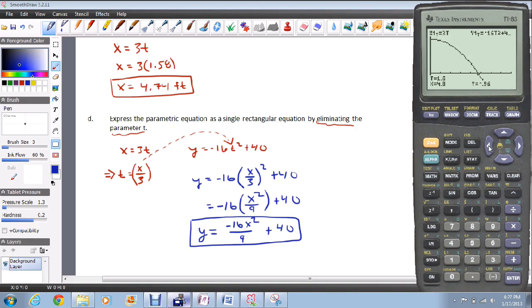The other things you can check are our answers to part A, part B and C. So we just did B. If we look at the X value here when it hits the ground, it's approximately 4.8, and by hand we got 4.74, so it's pretty close. So again, this is just a way to check your answers.